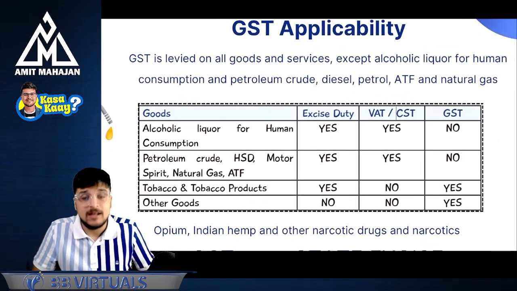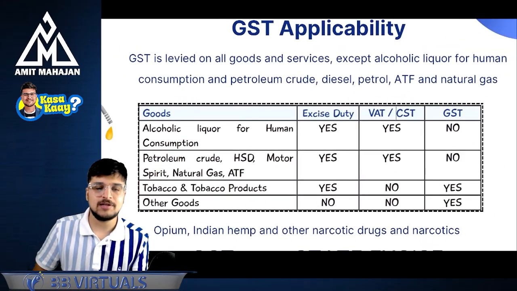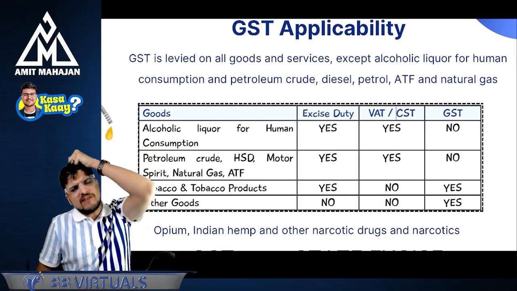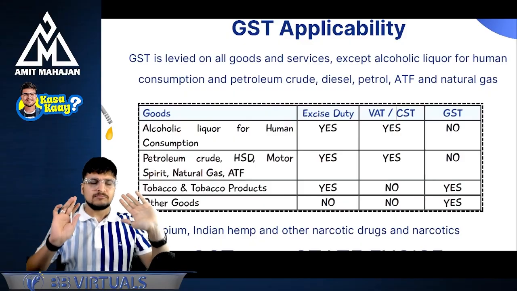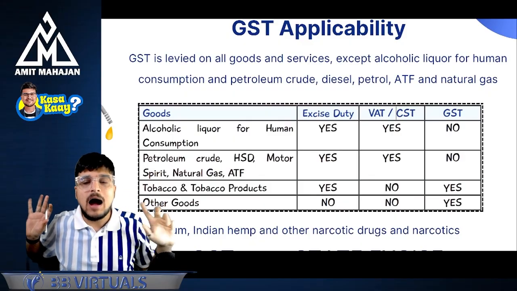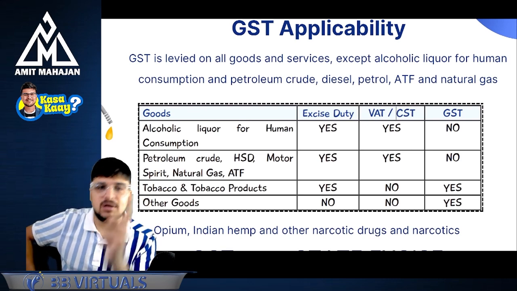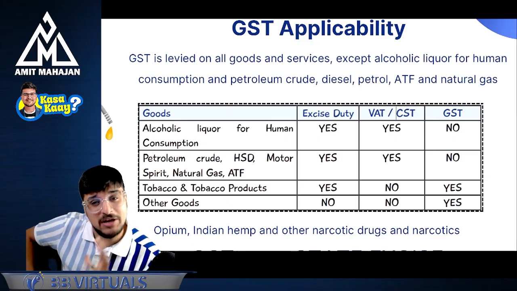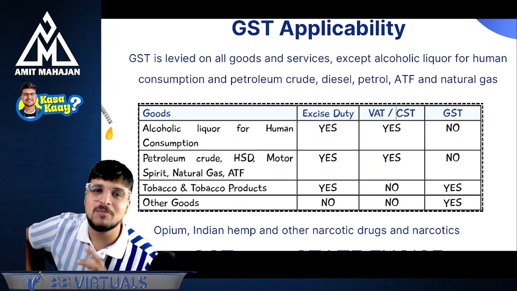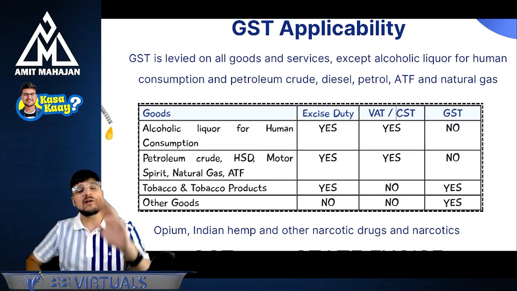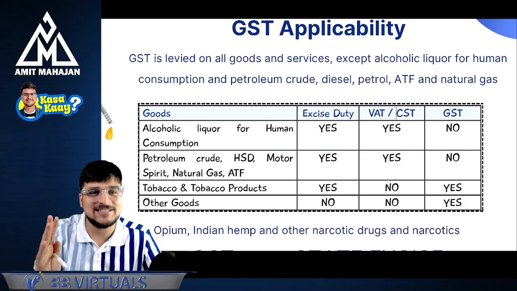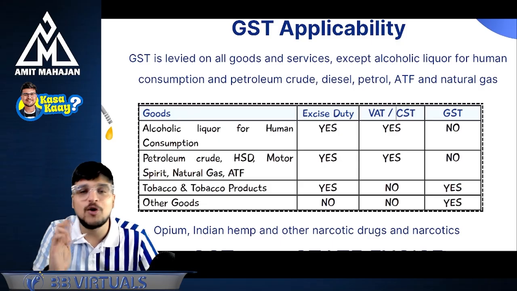Perfect? Okay. Now, on alcoholic liquor for human consumption, they said GST will not be applicable because the state government is very, very adamant on this part. They say, whatever you do, I am not going to leave my bottle for GST, because the major revenue of the state government comes from alcohol. Approximately 200 to 300% of taxes are coming from alcohol.